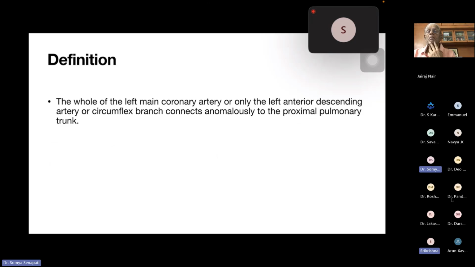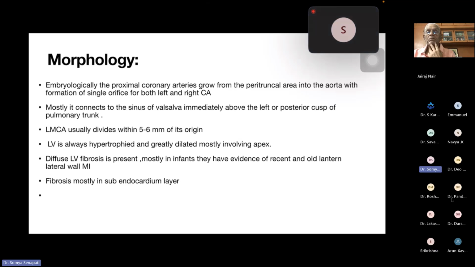So what is called an ALCAPA? The whole of the left main coronary artery, or only the left anterior descending artery, or the left circumflex branch, which, if it connects anomalously to the proximal pulmonary trunk, it is called an ALCAPA. Embryologically, the coronaries grow from the peritruncal area into the aorta with formation of a single orifice for both left and right coronary arteries. In our anomalous connection, it connects mostly to the sinus of Valsalva immediately above the left or the posterior cusp of the pulmonary trunk.